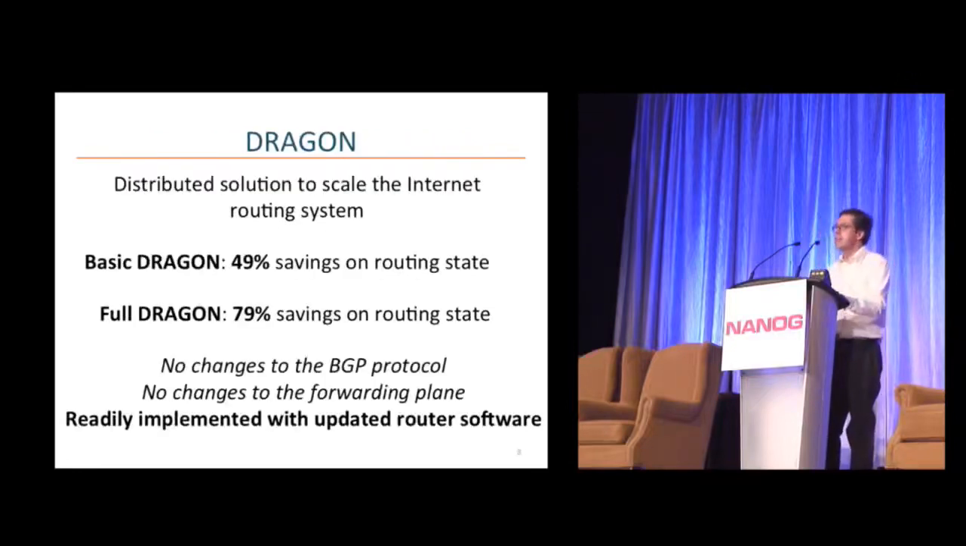So DRAGON is our distributed solution to scale the internet routing system. The basic version of DRAGON consists of a filtering strategy that purges redundant routing information from the internet. It achieves savings on the routing and forwarding state on the order of 50%. Full DRAGON includes as well an aggregation strategy that boosts the savings to about 80%. Significantly, DRAGON does not require changes to the forwarding plane, nor does it require changes to the BGP protocol. It only adds new routing procedures to the routers that can readily be implemented in router software. We are implementing it in BIRD.